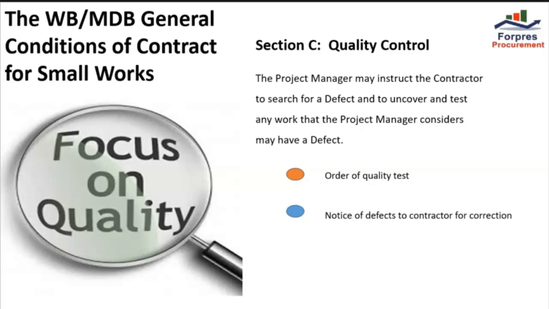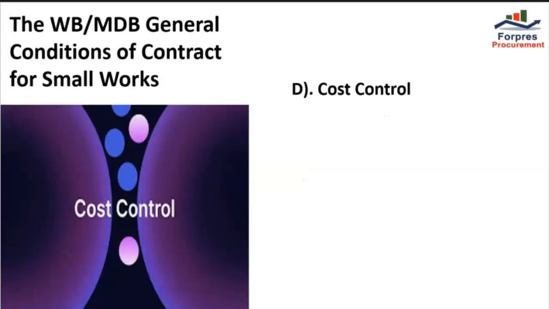If the contractor has not corrected a defect within a time specified in the notice, the project manager shall assess the cost of having the defect corrected and the contractor shall pay this amount.